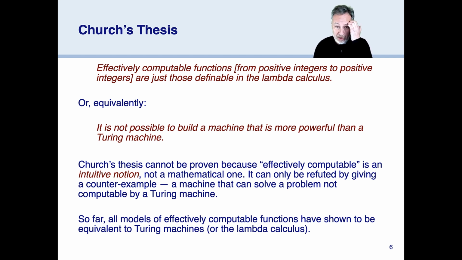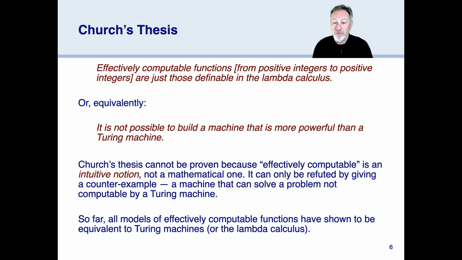Alonzo Church came up with the following hypothesis. He said that effectively computable functions are just those that are definable in the Lambda Calculus, or, as it turns out, equivalently, using a Turing machine. It turns out that pretty much any notion of computability, whether it's Lambda Calculus or Turing machines or other kinds of computational abstractions, they all seem to be essentially equivalent.